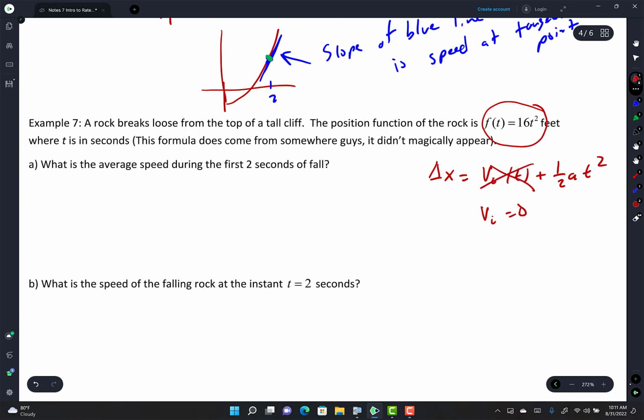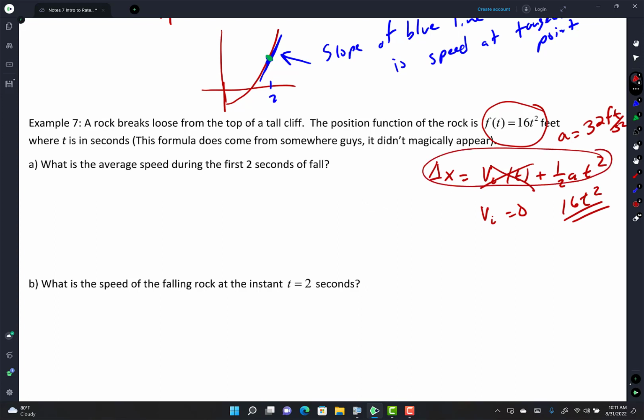And then acceleration due to gravity, instead of 9.8 meters per second squared, we're in America, so we're going to use feet per second squared. Guys, that was a joke, but if I offended you, I'm sorry. It's 32 feet per second squared, gravity. What's half of 32? 16. Look, 1/2 a t squared, 16t squared. So that formula came from the physics formula that you guys have been using for 2-3 years now. Cool or not cool?